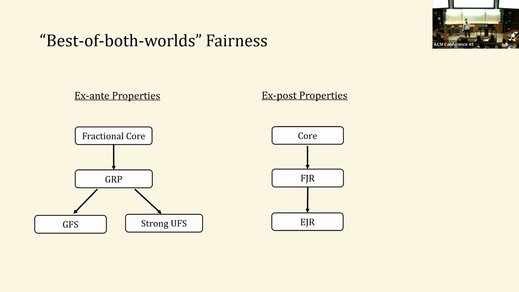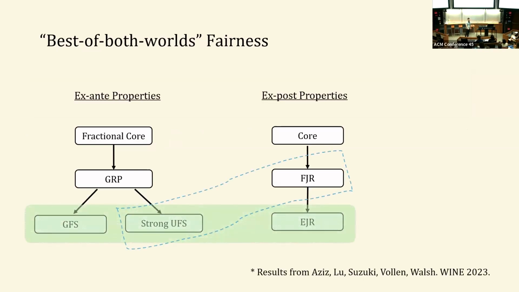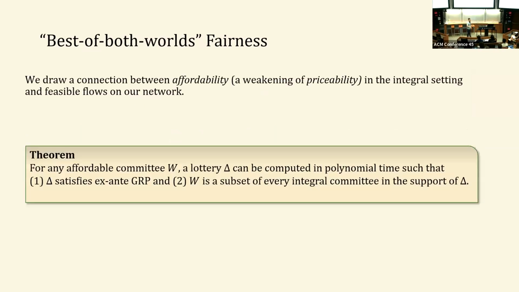Okay, and then in terms of ex post fairness, which is sometimes known as best of both worlds fairness, when you try to achieve both ex ante and ex post, there are some known results here. By drawing a connection to affordability, which is a weakening of priceability, to our flow network formulation, we get this meta theorem, which basically says that any affordable committee W can be placed in a lottery where it's in the support, and that lottery satisfies ex ante GRP, and that can be done in polynomial time.